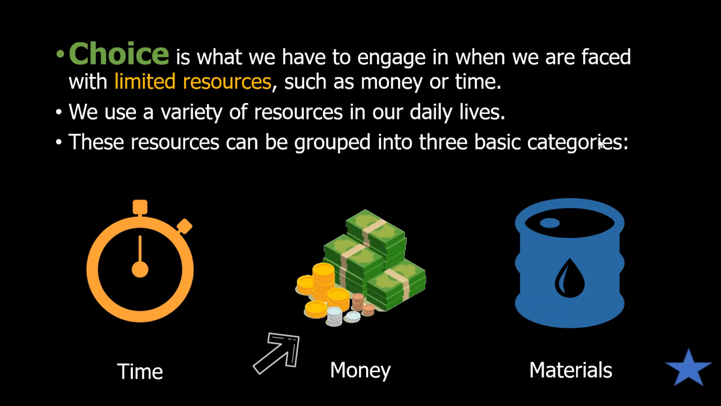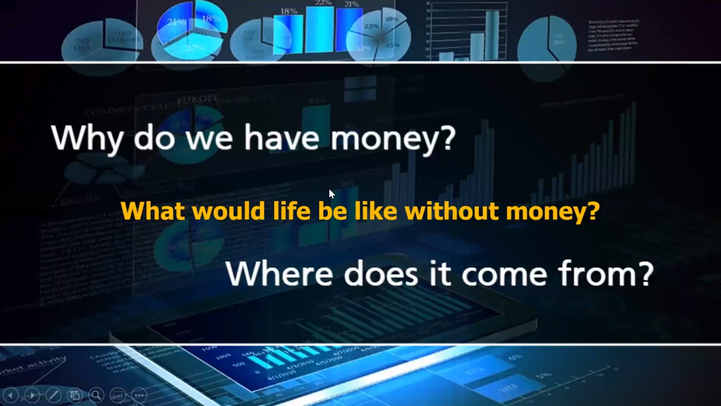You need to know that during our daily lives, we use a variety of resources, but these resources can be grouped into three basic categories, mainly time, money, and materials. And we're going to be focusing, of course, on the topic of this presentation, which is money. But each time we encounter a limited resource, such as any of these three, we need to make choices. If we had infinite time or infinite money or infinite materials, then we wouldn't have the need to choose, but we do need to choose. So that is what this is all about.